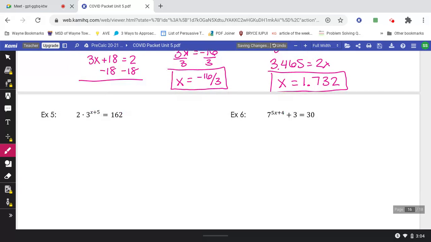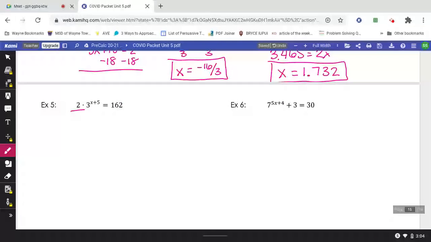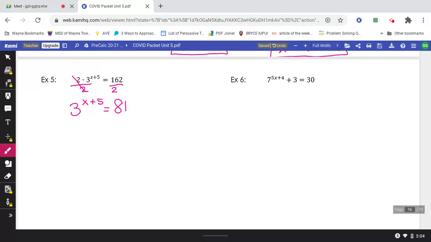All right, on the back side, 2 more problems here. I'm going to divide by 2. Again, don't multiply those two numbers. One has an exponent. Divide this out to get 81. Here, you can get the bases to be the same. They're both going to be 3's. Take a second, see if you can figure out what that problem is.